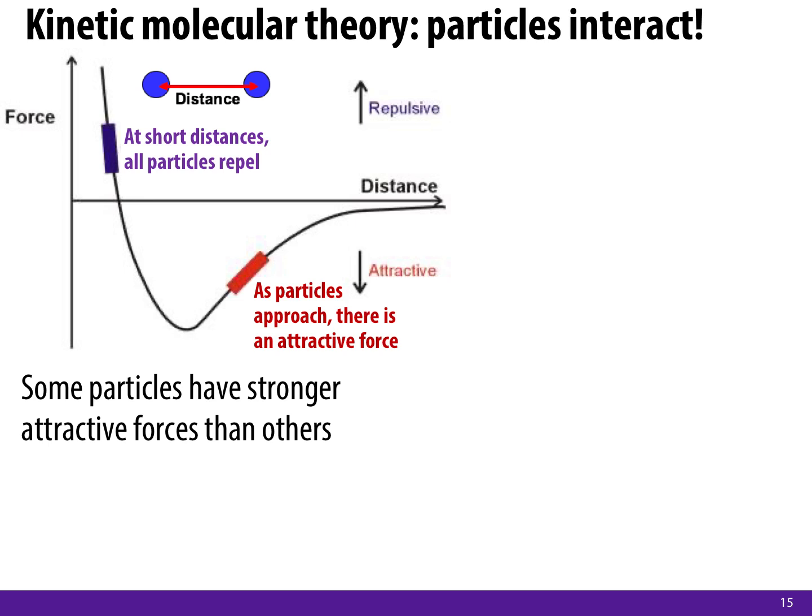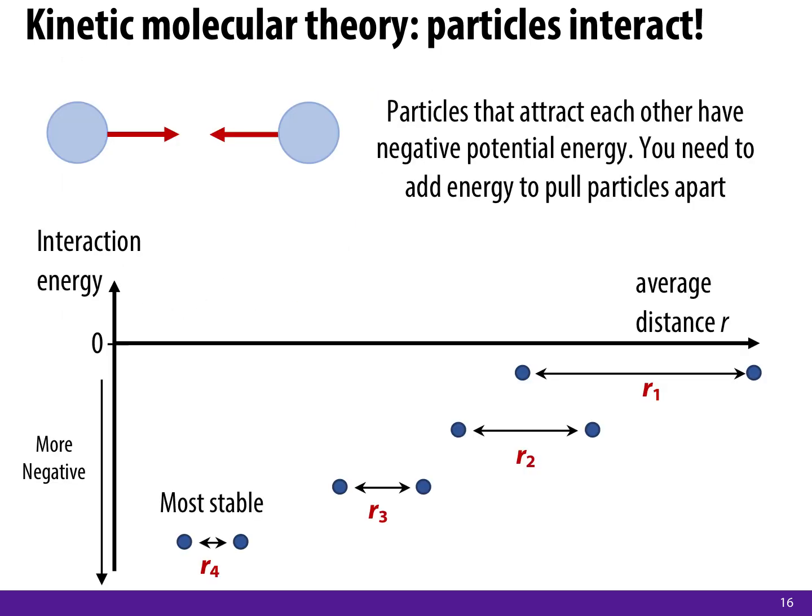What about those particles? How are they interacting to form solids, liquids, or gases? Well, at short distances, all particles repel. That's just a consequence of their electron clouds overlapping and repelling each other strongly. But all particles are different in their attractive forces. There's always some attractive force as particles come together, but different types of particles have very different strengths of attractive forces. Here's another illustration of that.